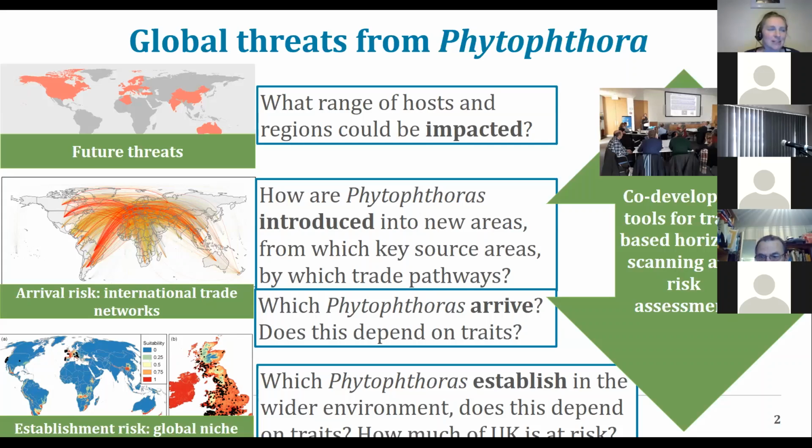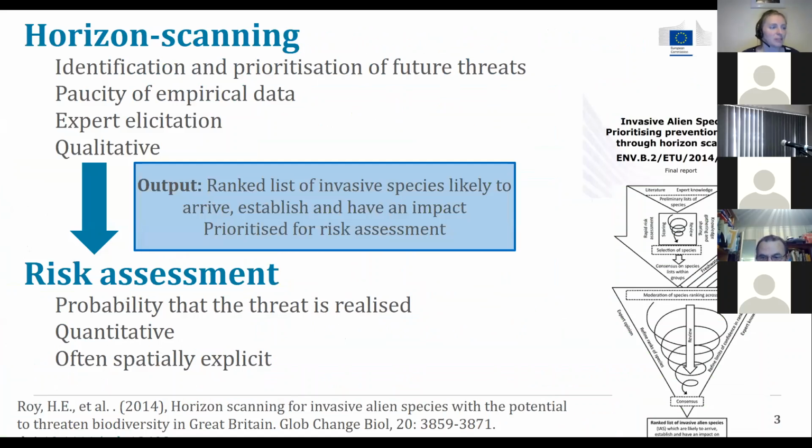Horizon scanning and risk assessment are key parts of invasive species management, and this is an overview of how those two approaches link together. The EU has developed a horizon scanning framework as part of its strategy on invasive species. Horizon scanning focuses on the species that haven't yet established, so it's linked to prevention. It's a way of rapidly identifying and prioritizing future threats using a systematic examination of the information available. But often there's very little empirical data that we have at our fingertips to assess future threats.